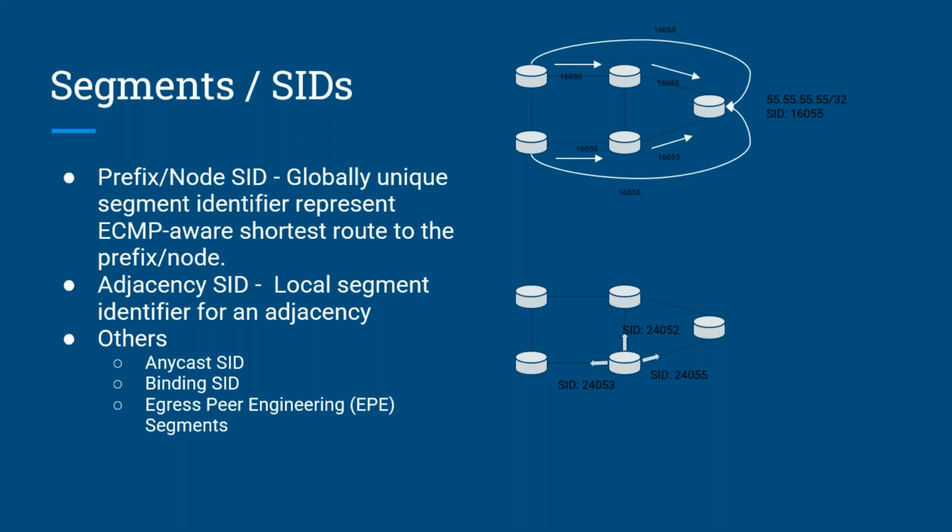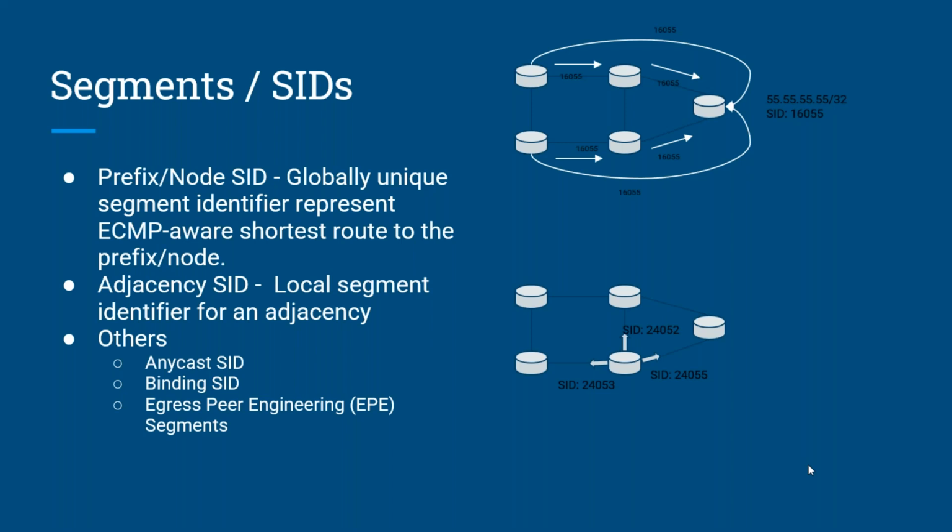So in this example on your right, let's take the node with the loopback address 55.55.55.55, which has a SID 16055, and basically this SID is advertised via the control plane to all the nodes. And when in a packet you see the SID 16055, it indicates to the node that this particular packet needs to be sent to 55.55, and it needs to be sent via the ECMP aware shortest path to that particular node.